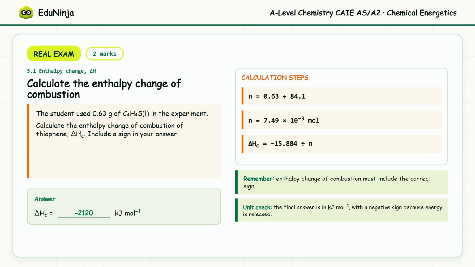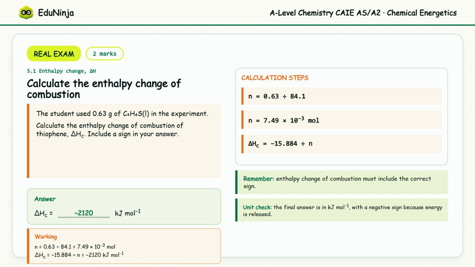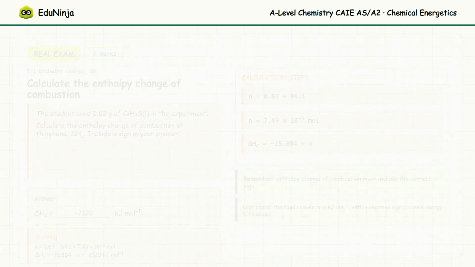Moles equals 0.63 divided by 84.1, which is 0.00749 moles. Then 15.884 divided by 0.00749 gives about 2120 kilojoules per mole. Because combustion releases energy, the sign is negative.